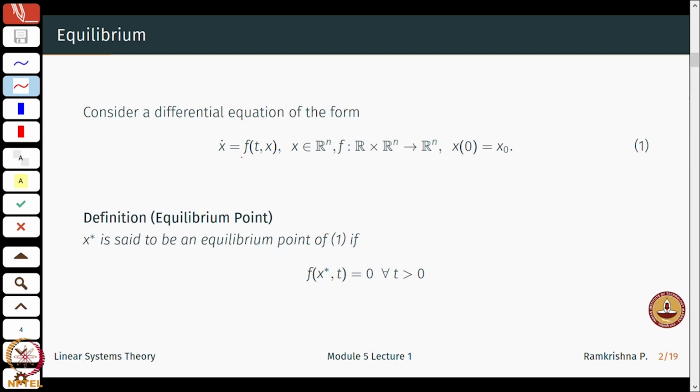So, if I consider a differential equation of the form, so this could be non-linear, and also I put the t in just to also take into account the time varying nature of it. As usual x is an n dimensional vector, f is a vector field from R cross R^n to R^n with some initial conditions. Okay, so the basic definition of an equilibrium point is the following, that x star is an equilibrium point of this system 1 if it satisfies this equation. Right. So, f of x star comma t equal to 0 for all t greater than 0.